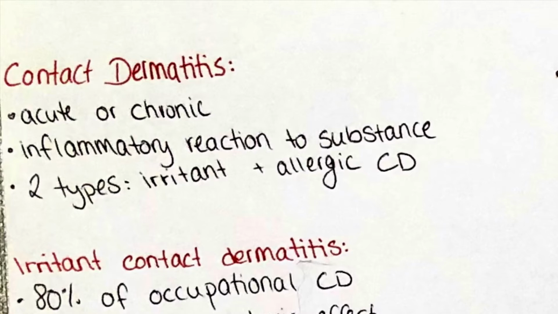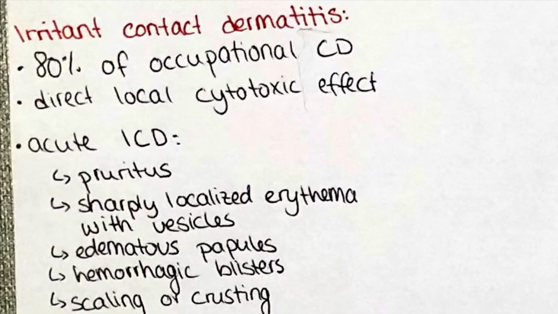It can be acute or chronic, and it is divided into two main types: the irritant contact dermatitis and the allergic contact dermatitis, both of which present as an inflammatory reaction to a substance. The irritant contact dermatitis makes up approximately 80% of occupational cases of contact dermatitis, and it is caused by a direct local cytotoxic effect.